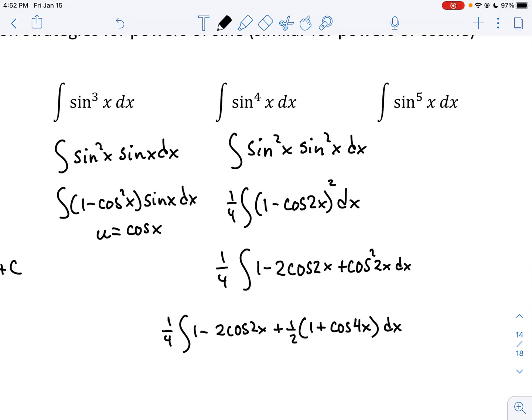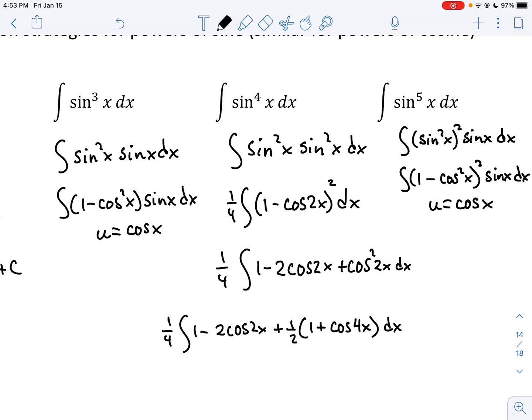And sine to the 5th. Here we're going to save a sine. So we break up the other sine to the 4th, and we're going to convert it to sine squared squared. So you have sine squared squared times the 5th sine right there. And this sine squared we're going to convert to cosines, not using power reducing, but using Pythagorean. So we have 1 minus cosine squared of x, that's being squared, times sine of x dx. And now if you just let u be cosine, you'll be able to finish out this problem.